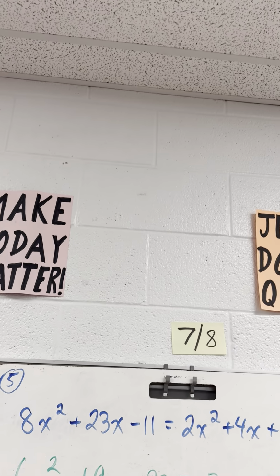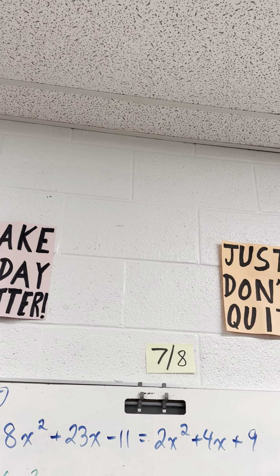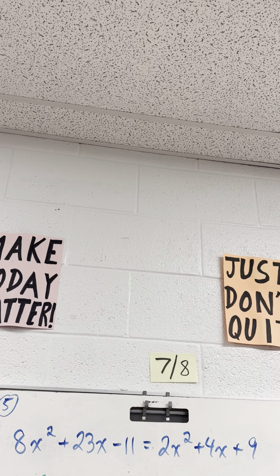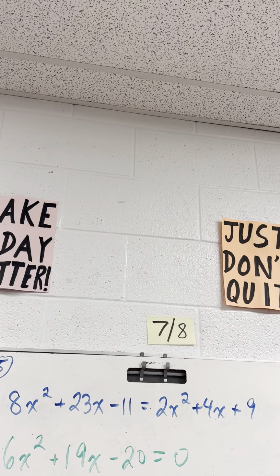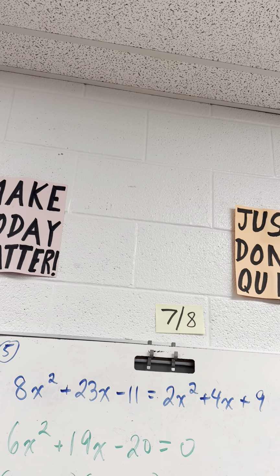Oh my goodness, look at this noise. All right, I'm going to minus 2x from both sides. I'm going to minus 4x from both sides. I'm going to minus 9 from both sides. That will give me 6x squared plus 19x minus 20 equals 0.